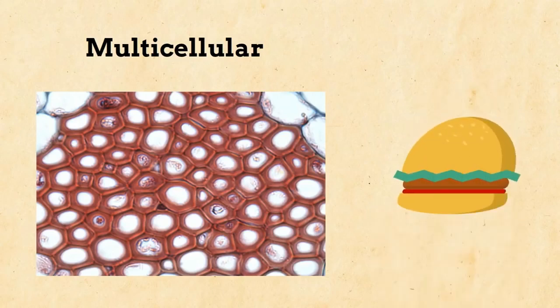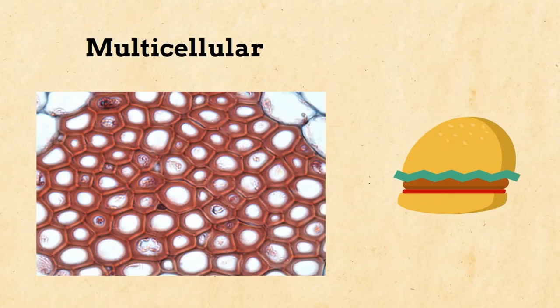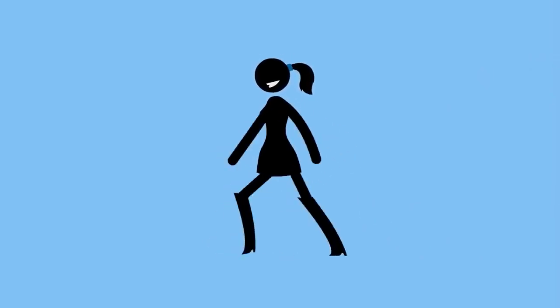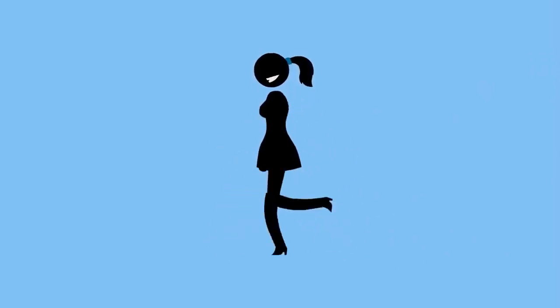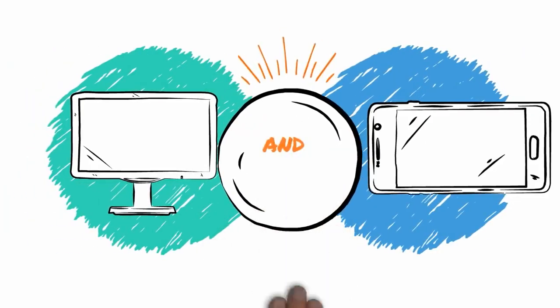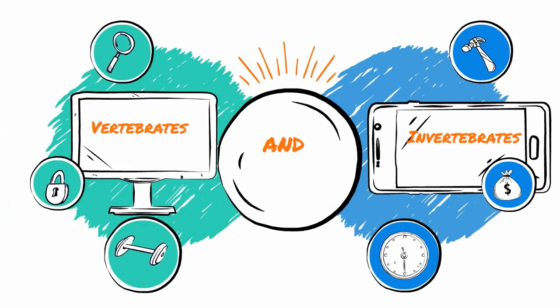All are heterotrophs, or in other words, they cannot produce their own food. They must eat another organism. And finally, almost all animals can move. Some sponges cannot move, so that might be an exception. There are two major categories of animals: the vertebrates, which have a backbone, and the invertebrates that do not.